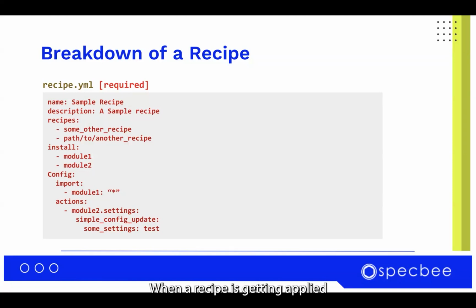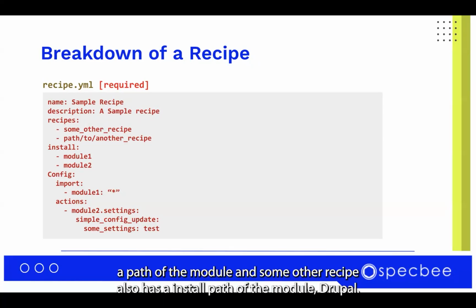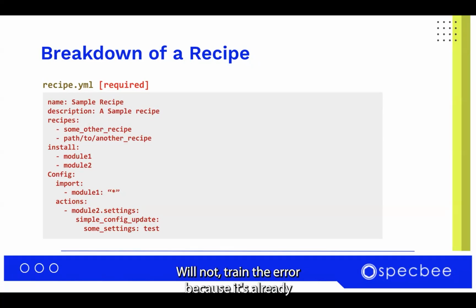The install section will define all the modules that need to be installed when a recipe is getting applied. Again, it doesn't matter if a sample recipe is installing, let's say, a pathauto module, and some other recipe also has an install for the pathauto module. Drupal will not throw any error, because if it is already installed, it will just move on. So under install, you can define all those modules and all those themes. If you want to have a theme, you can also define the themes which need to be installed.